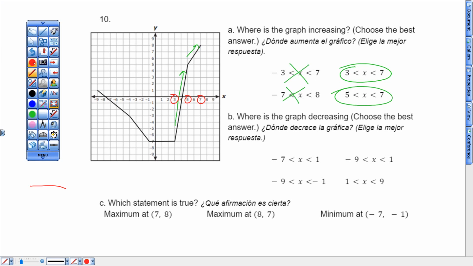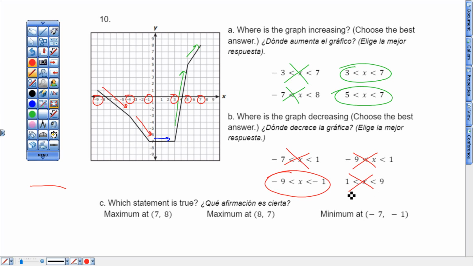Decreasing. Here we go. Decreasing from here to here. This stretch also decreasing. This part is flat, so neither decreasing nor increasing. So from -9 to -4, all the way here to -2. Looks like those are my framing numbers. So from -7 to +1, nope. From -9 to -1, yep. From -9 to +1, nope. From 1 to 9, nope.